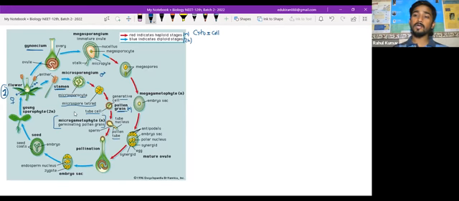So there are two stages in a plant's life. One is called gametophyte and the other is called sporophyte. Gametophyte is when gametes are being formed. Sporophyte is when the diploid body is being formed. So this is microgametophyte, the germinating pollen grain.